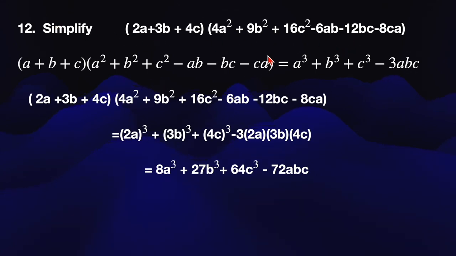Simplify this expression, write down the identity. Okay, so if you compare, what do you get? What is the value of a here? a is 2a, b is 3b and c is 4c. Okay, put it on the RHS. RHS is what? In place of a, write down 2a, in place of b, write down 3b, in place of c, write down 4c. Here also, this is RHS of this expression. Okay, now open the brackets, you'll get the answer.